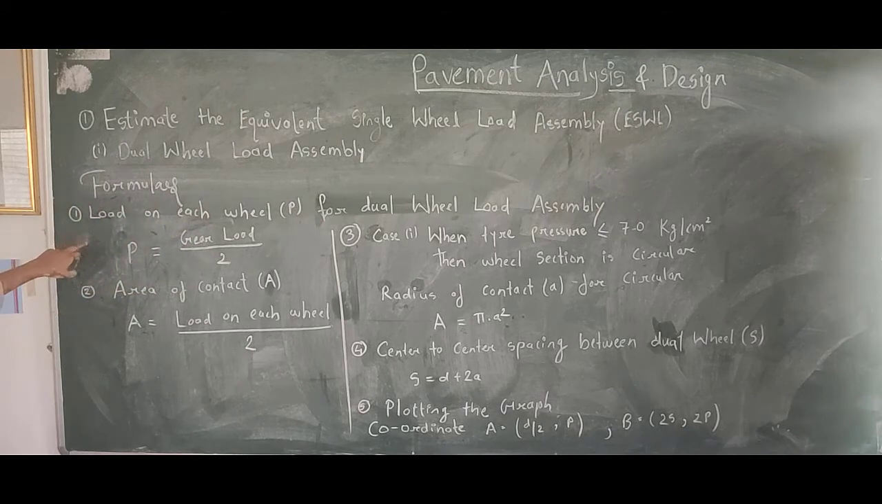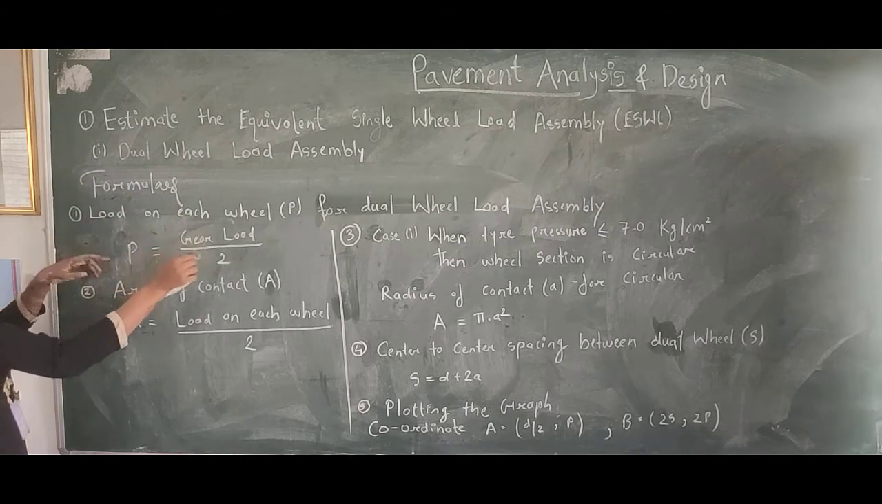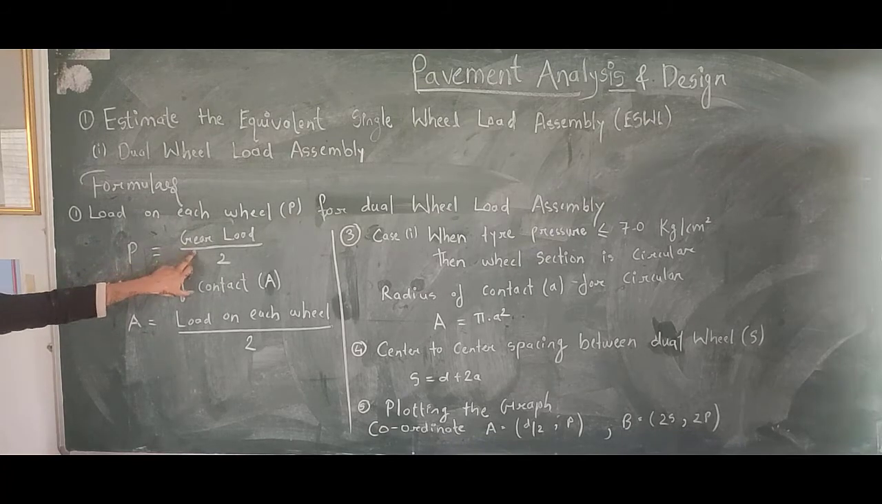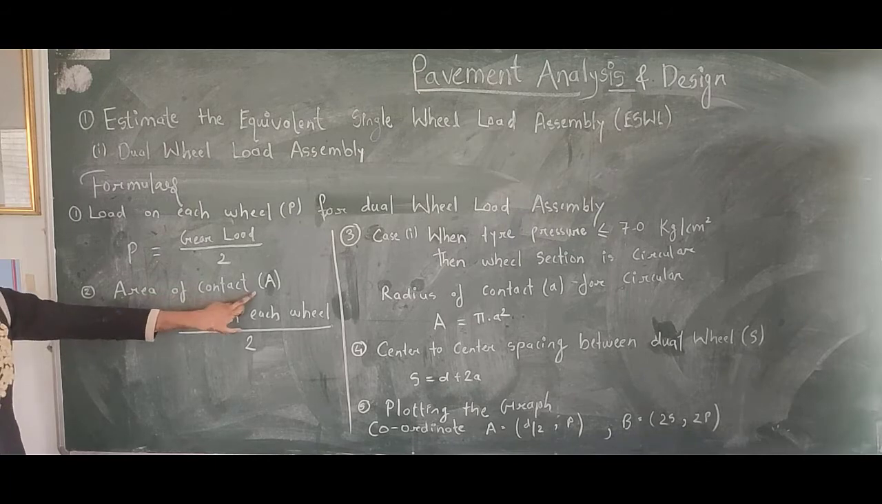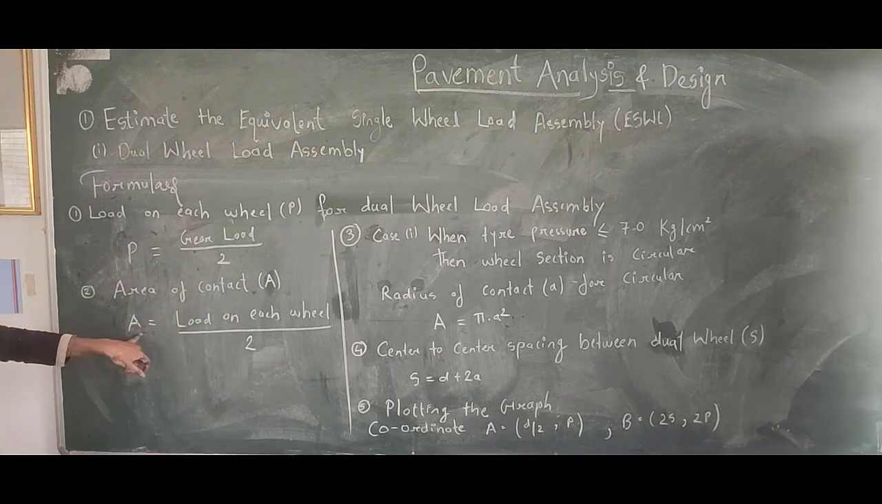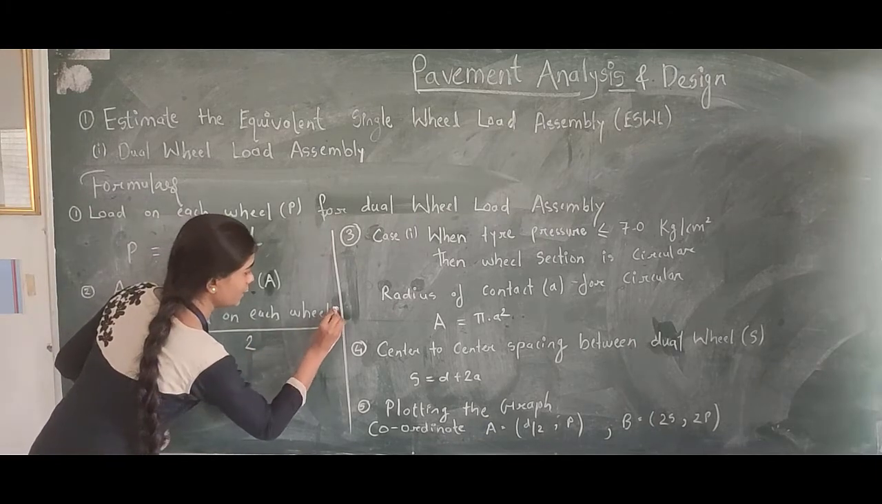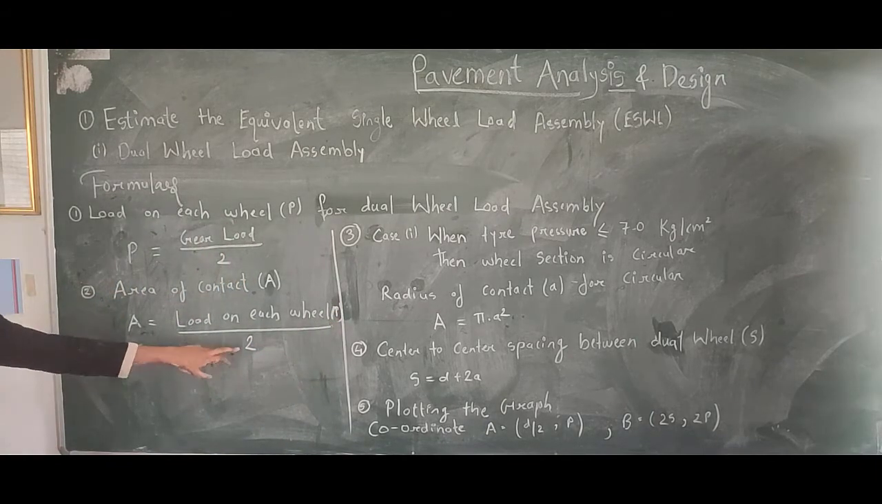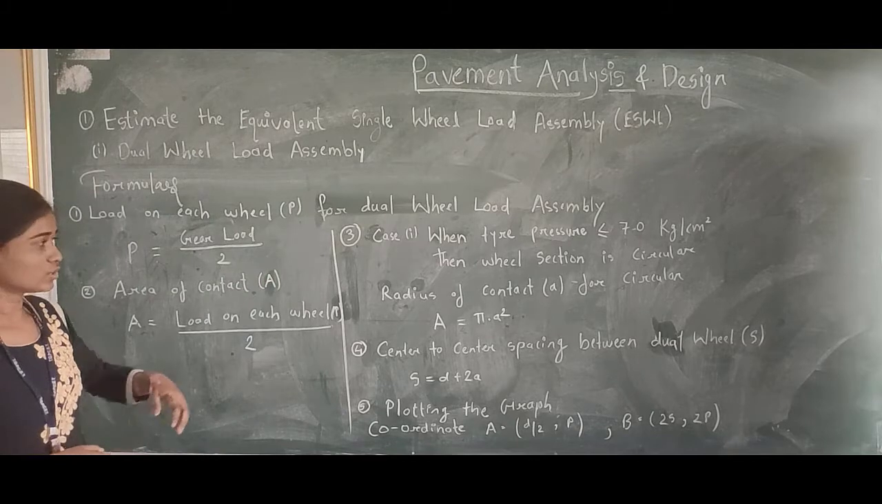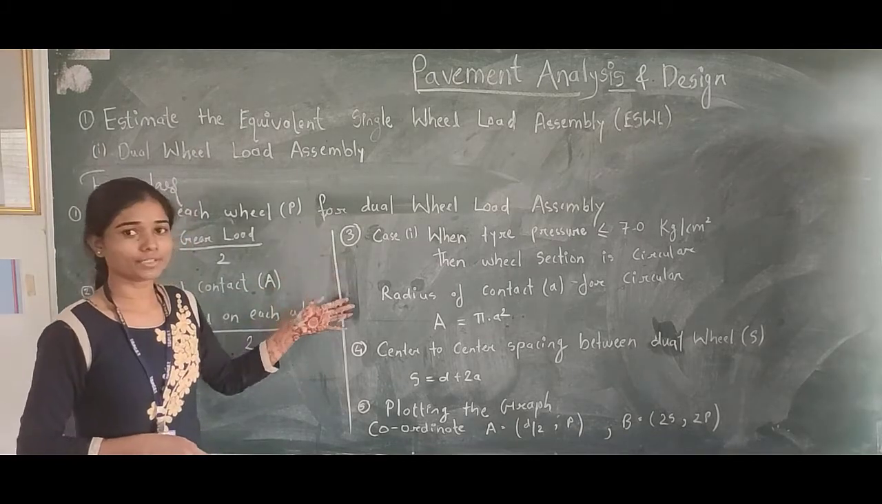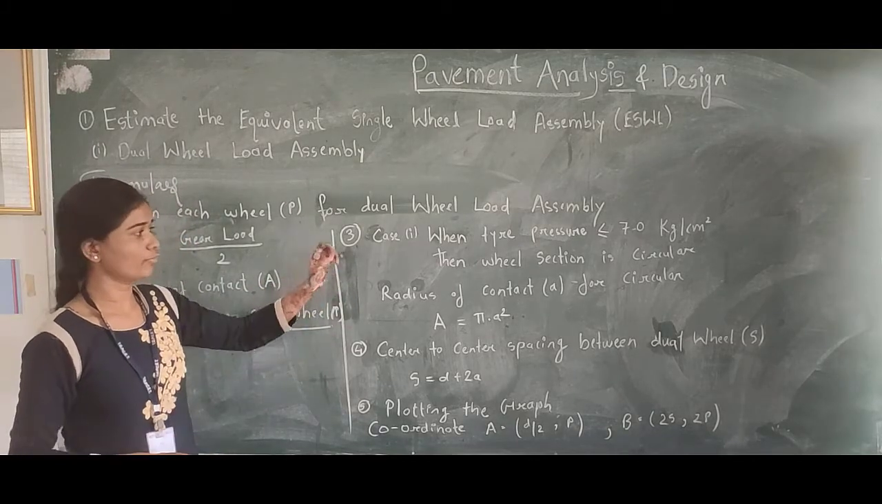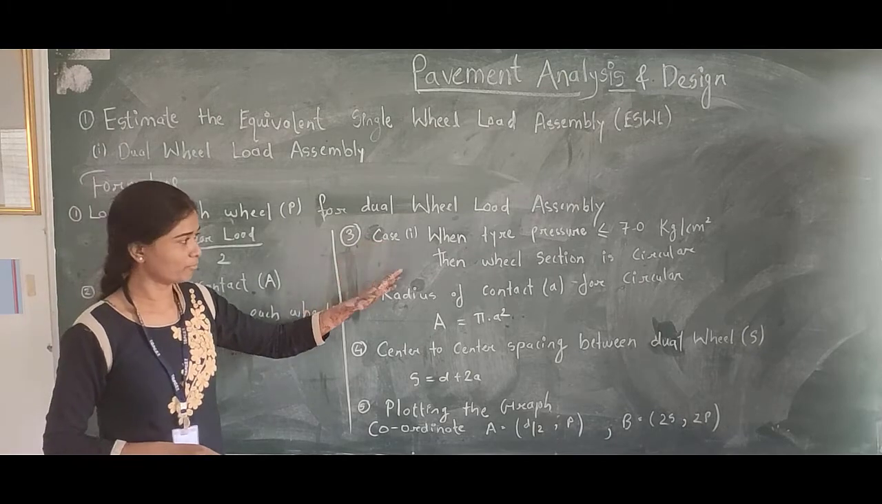So the very first formula is we have to calculate load on each wheel. So the formula is gear load divided by 2. Then the next formula is area of contact denoted by capital A. So the formula is load on each wheel, that is P divided by 2. Then in step number 5 there are two cases. So first we will discuss the first case.